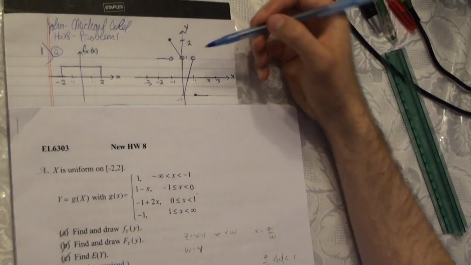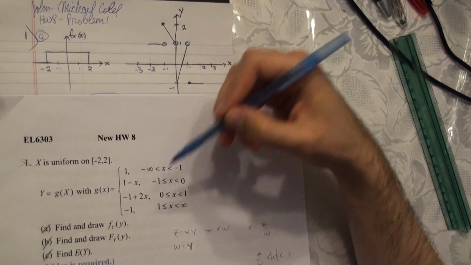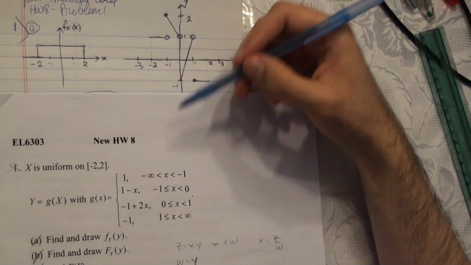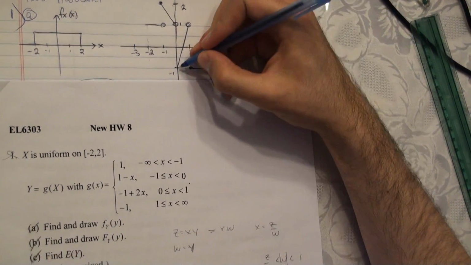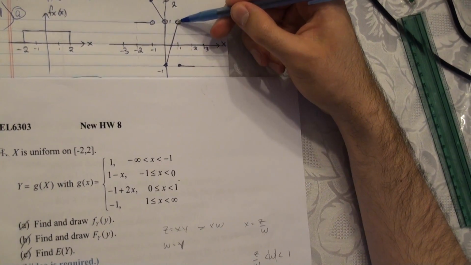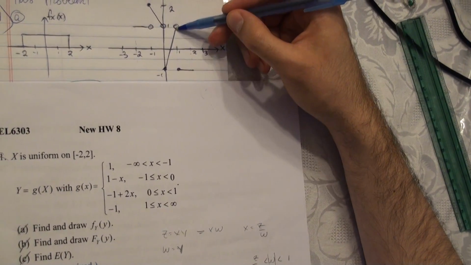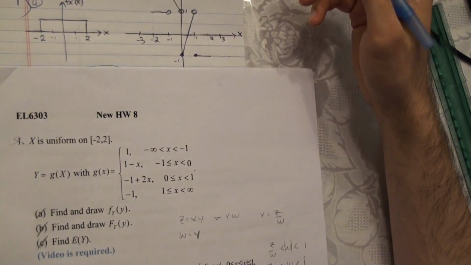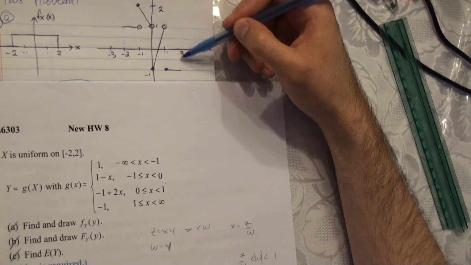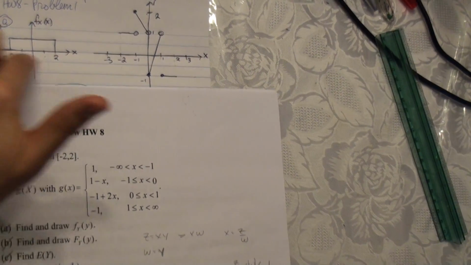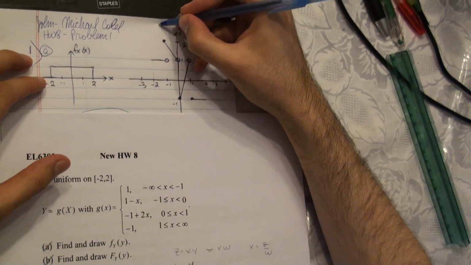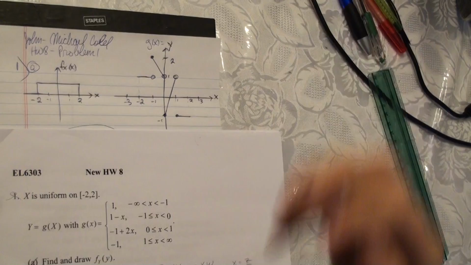Now, for x between 0 and 1, we have this new function, which is -1 plus 2x. So at 0, we get -1 right here. At 1, we get 1. So it goes like this, and the slope is 2. And for x between 1 and infinity, we get -1. But again, I cut it off at 2 because x only exists between -2 and 2, so we don't care for x greater than 2. So this is g of x equals y.